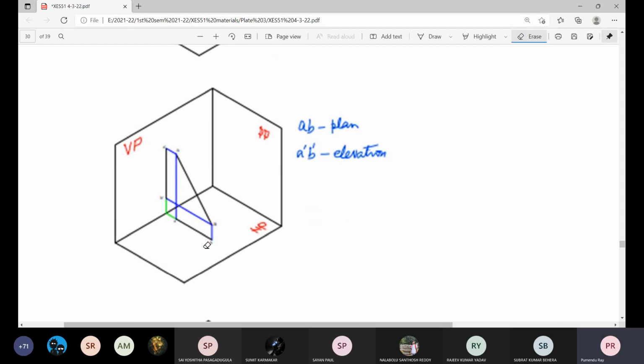So this is the step where we get the plan and elevation. Project it on the horizontal plane. This is small a, this is small b. Project it on the vertical plane. This is small a dash, this is small b dash. Okay. Now what about the plan and elevation in this situation when the line AB is parallel to the profile plane?